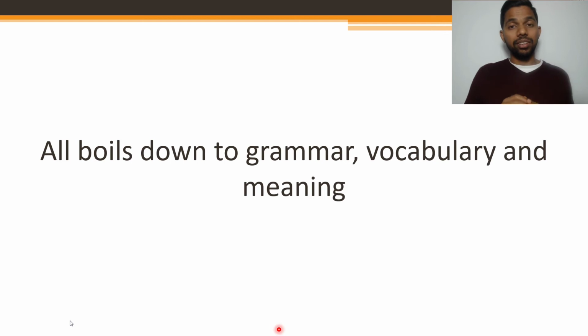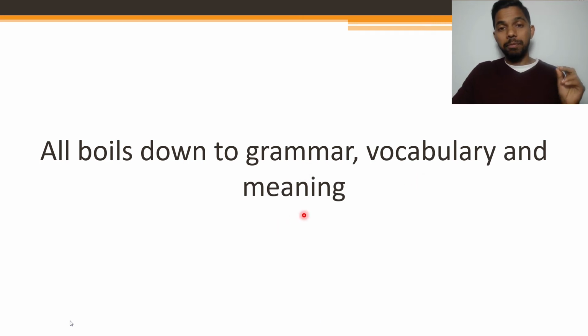Now I've given maybe 6 or 7 reasons, but what it all boils down to is these 3 things. Essentially, it's grammar, vocabulary, and meaning. Okay.